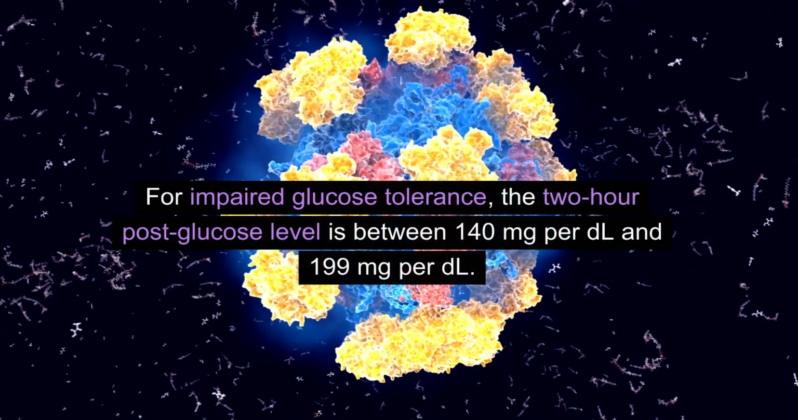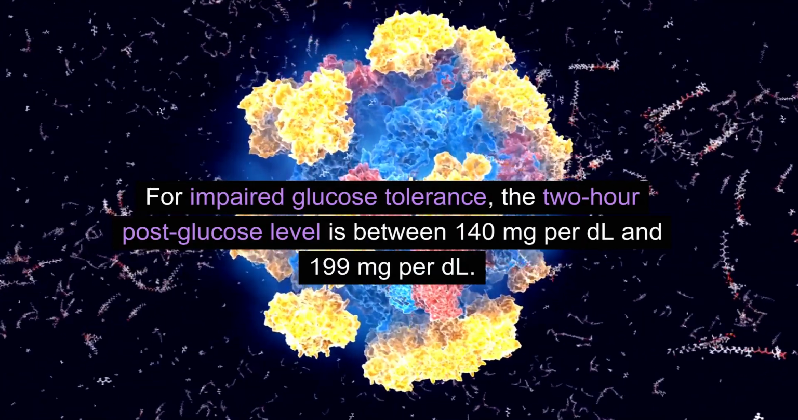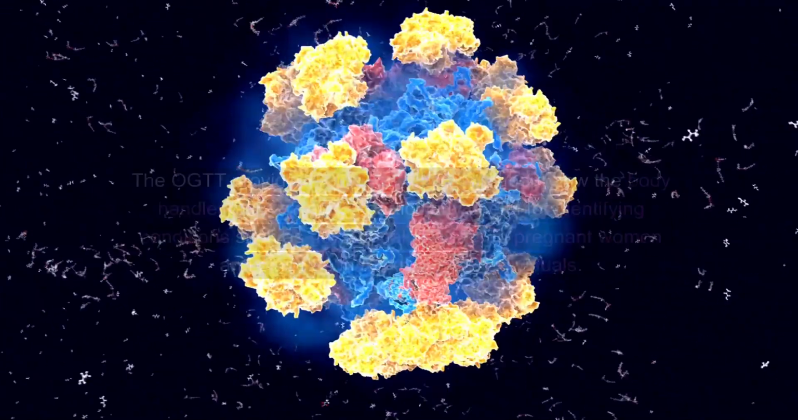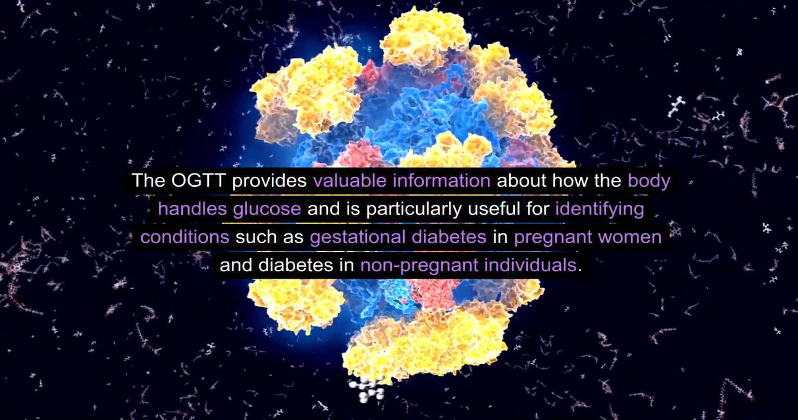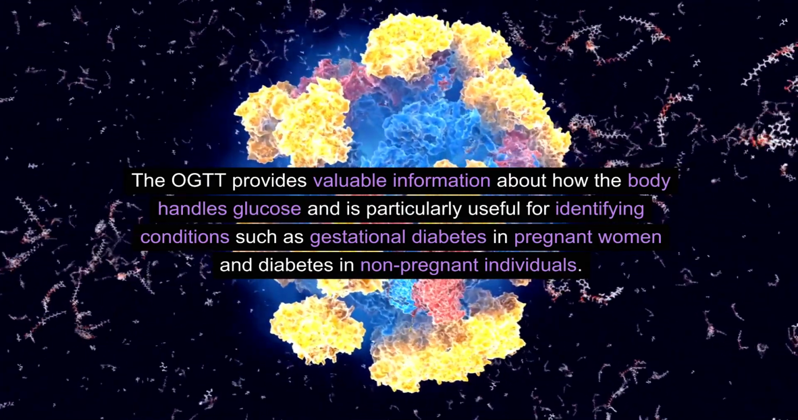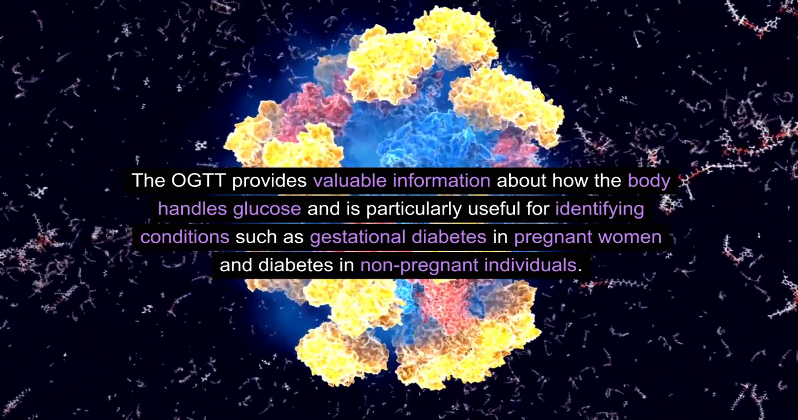For impaired glucose tolerance, the 2-hour post-glucose level is between 140 mg per deciliter and 199 mg per deciliter. The OGTT provides valuable information about how the body handles glucose and is particularly useful for identifying conditions such as gestational diabetes in pregnant women and diabetes in non-pregnant individuals.